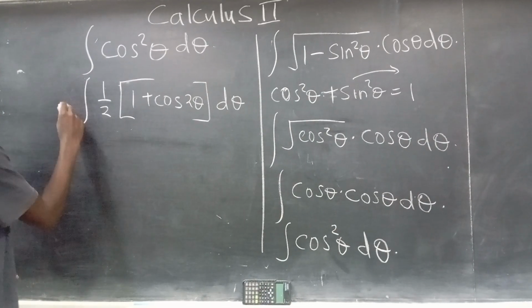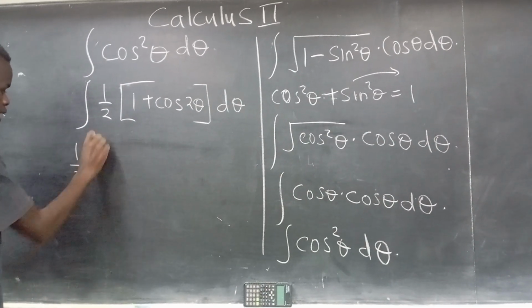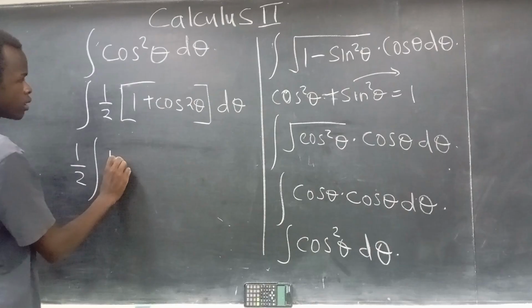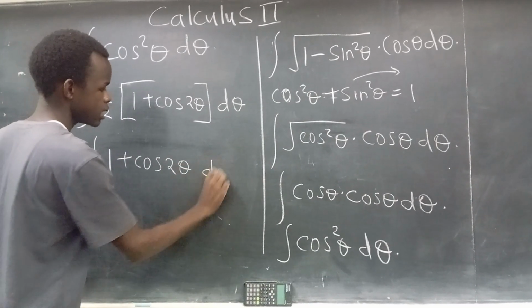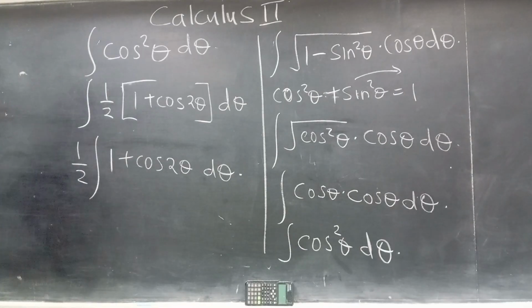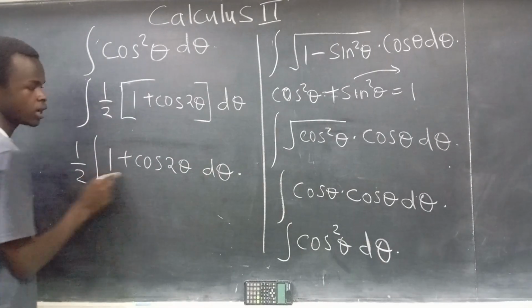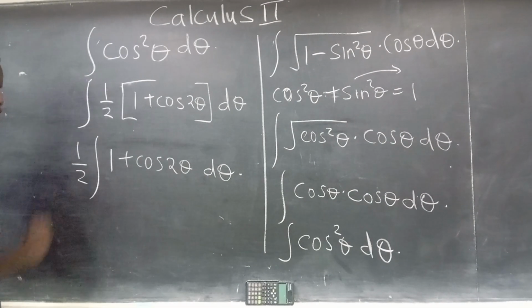So I'll take my half outside the integral. I'll get a half the integral of 1 plus cos of 2 theta d theta. I'm integrating 1 with respect to theta, so this is just my theta.